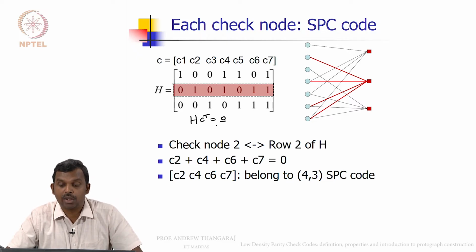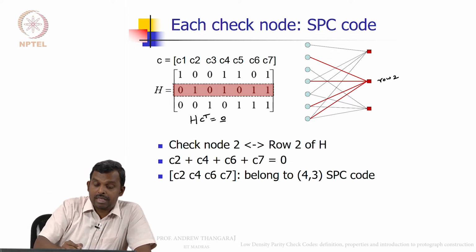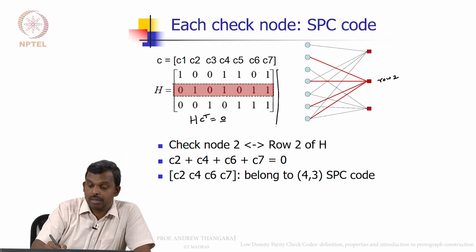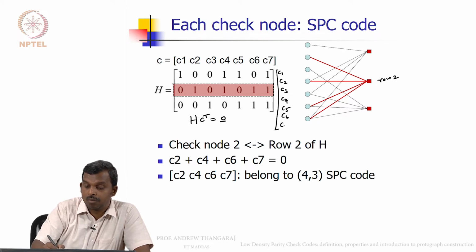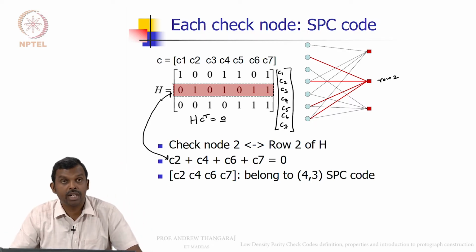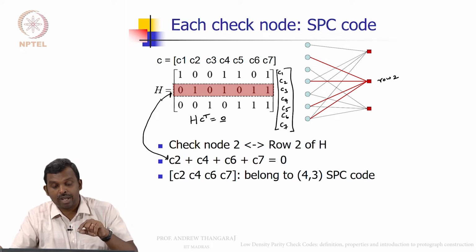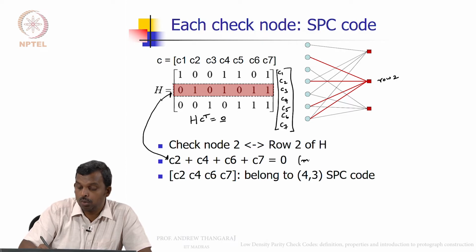Now let us once again focus on the second row, which corresponds to check node 2 in this graph. When you look at H times C transpose equals 0, I have to multiply H with C on the right, C1, C2, C3, C4, C5, C6, C7. When I do this product, what will the second row tell me? The second row times this column will give me this equation. Do you agree? You take that second row and multiply with this column, and I get C2 plus C4 plus C6 plus C7 equals 0. Of course, this is all modulo 2, or XOR.